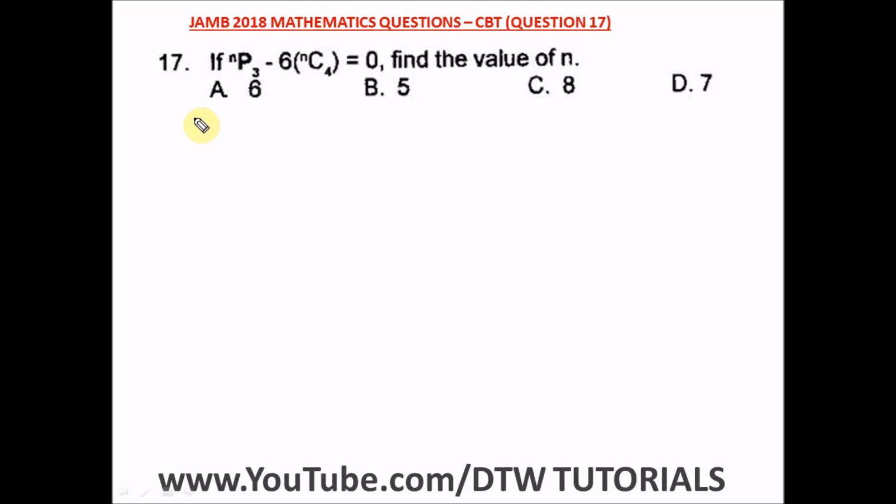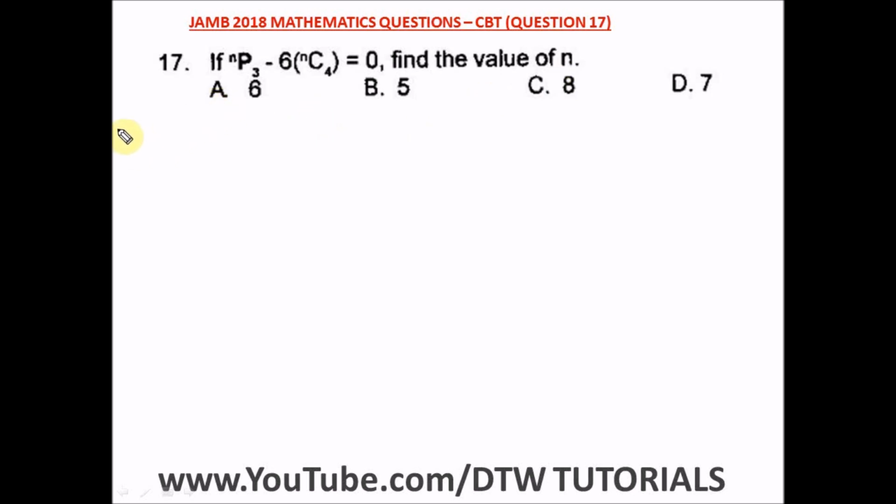Question 17 of the JAMB 2018 Mathematics past question, that's your UTME CBT exams. It says if nP3 minus 6 bracket nC4 is equal to 0, find the value of n. Okay, so this is a bit of further maths.